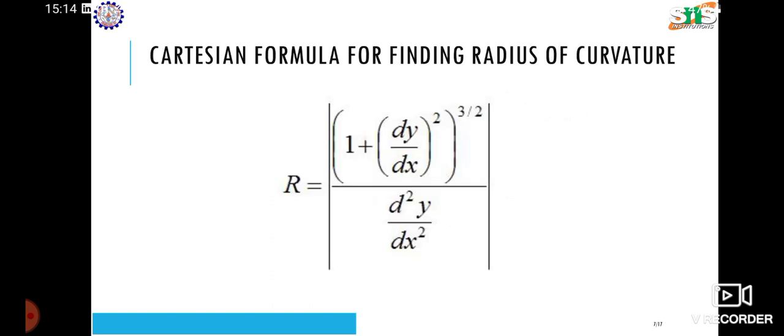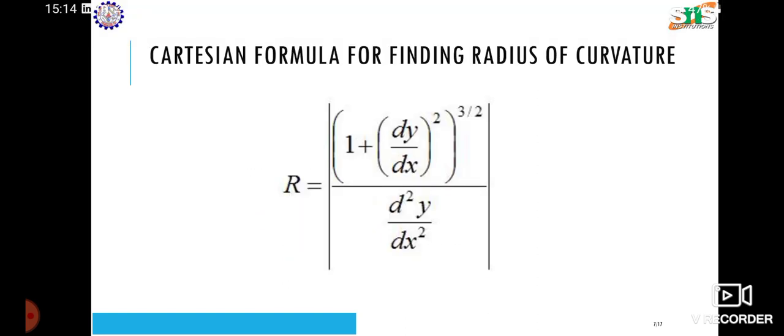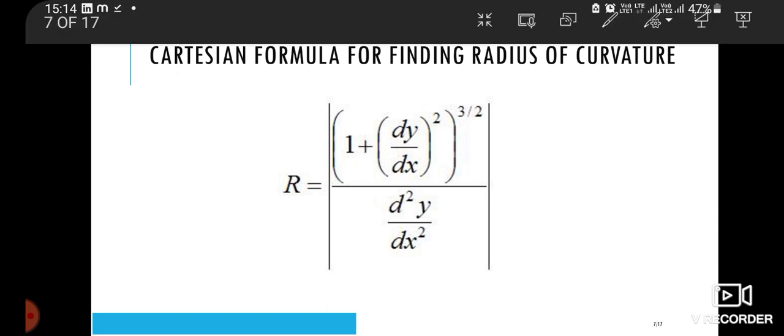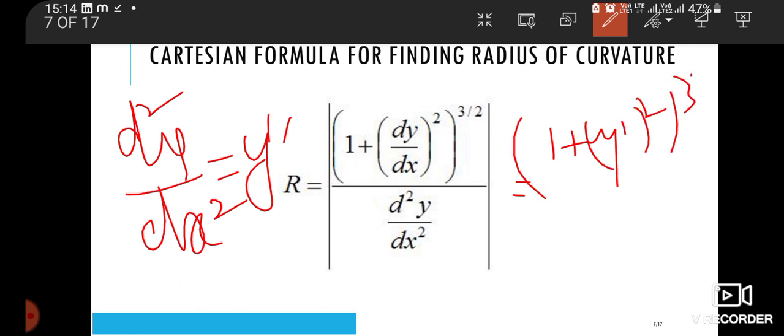So this is the Cartesian formula for finding radius of curvature. We can simplify this also. We all know that dy by dx is y dash, and d square y by dx square is y double dash. So I can replace here: 1 plus y dash square, whole power 3 by 2, divided by y double dash. So we can easily remember it.